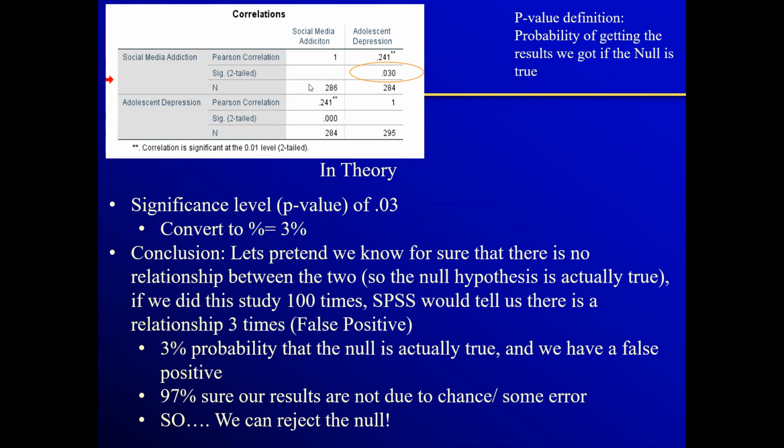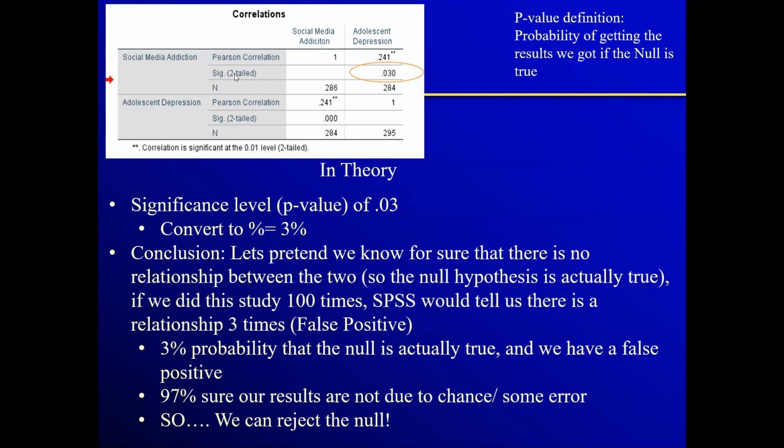So this is an actual correlation output from SPSS. We're going to talk more about this next week, so I'm not going to focus on all of it. Just know that I ran a correlation, this is my own data, between social media addiction and adolescent depression. And because this number is positive, this 0.241, it means we have a positive correlation. People who report more social media addiction report more depression.